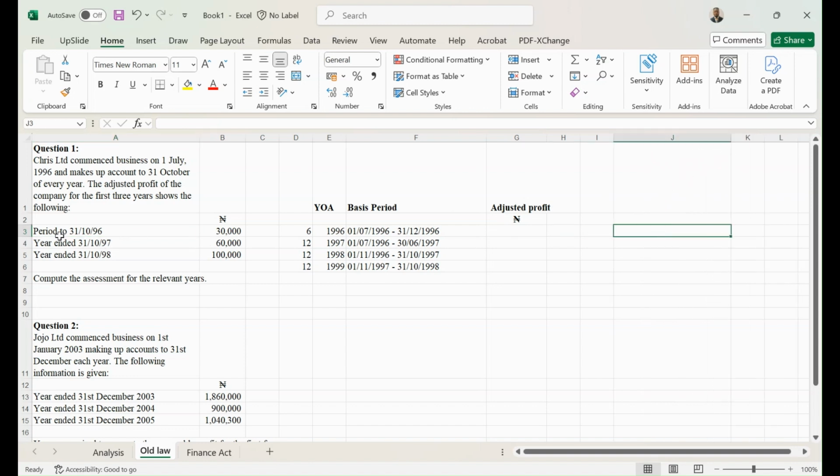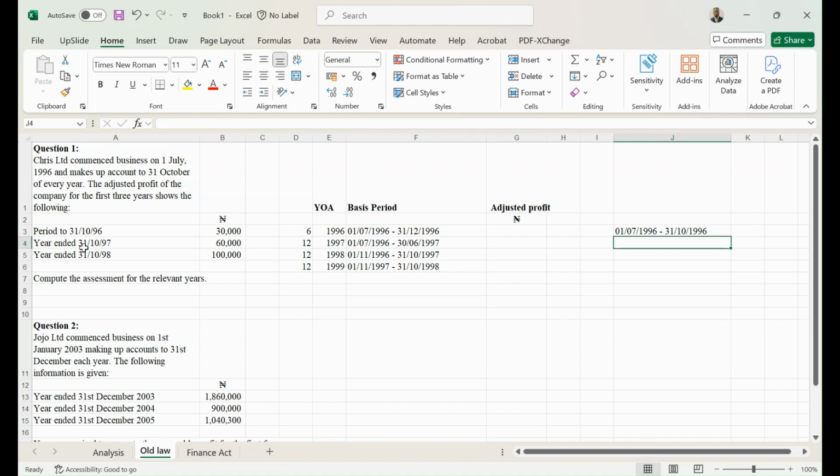So the first one says the basis period ends 30th October 96. What it means is that it started from 1st of July 1996 when the company started operation, and the first financial year ends 31st October 1996. Okay, that's what it means, and we have 30,000.